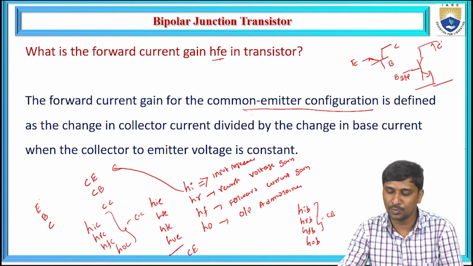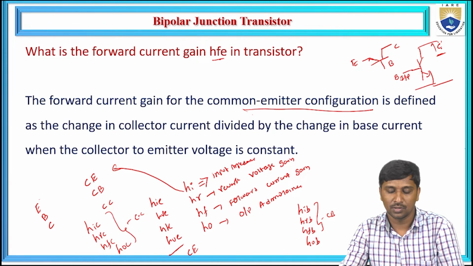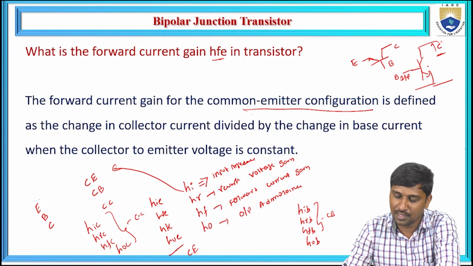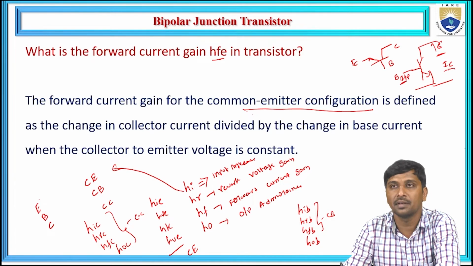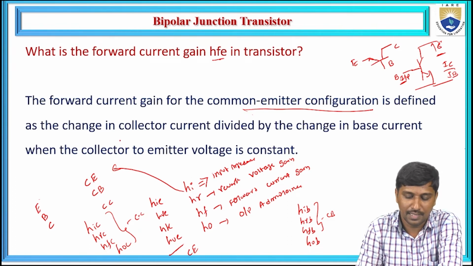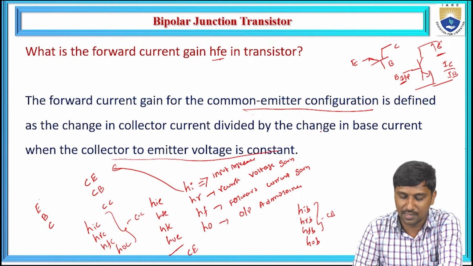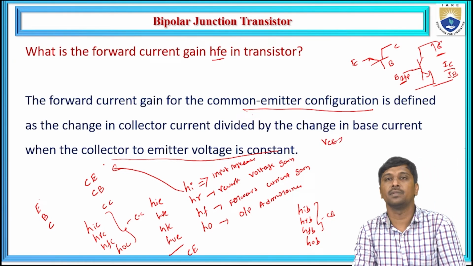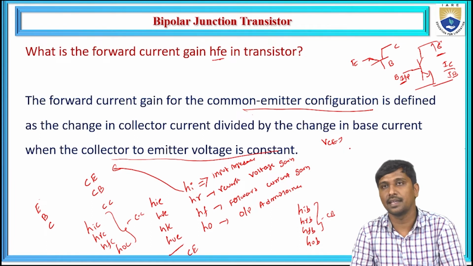So in this case, what is the output parameter in a common emitter? It is the collector current, defined as IC. And it is the ratio to the input parameter. What is the input parameter? The base current is the input parameter, hence it is defined as IB. So it is the change in collector current divided by the change in base current when the collector to emitter voltage, VCE, is maintained as a constant.